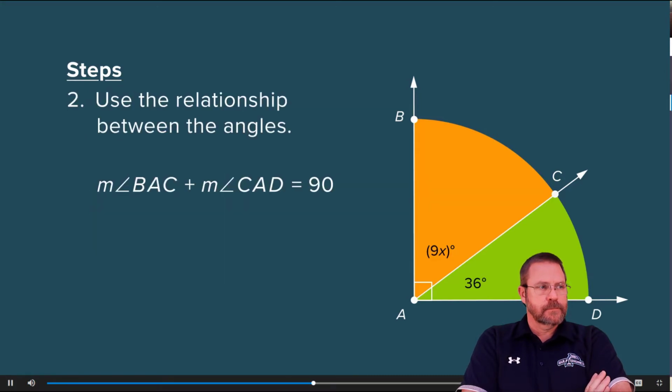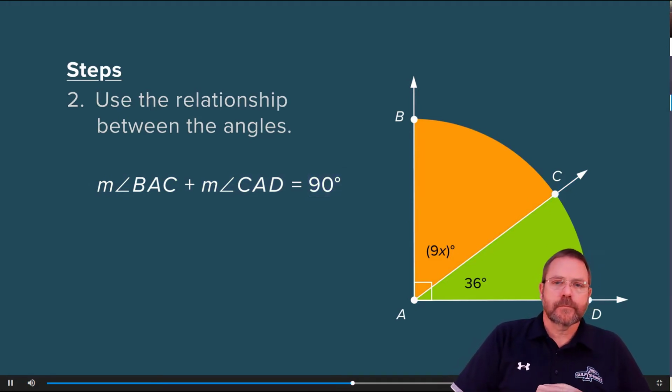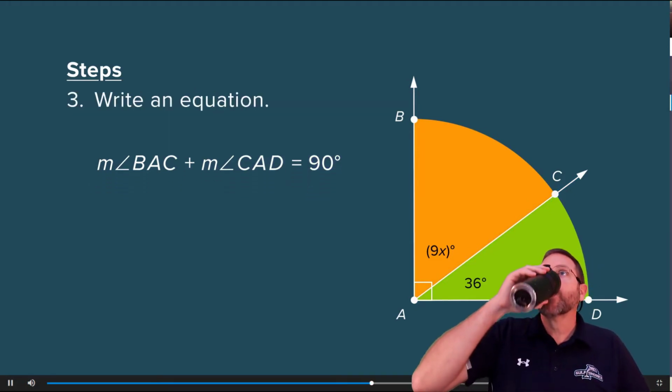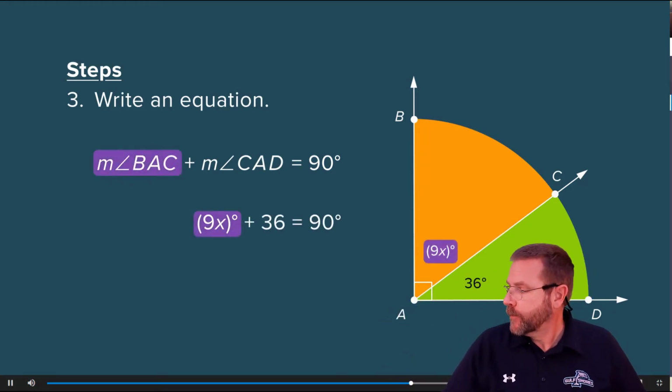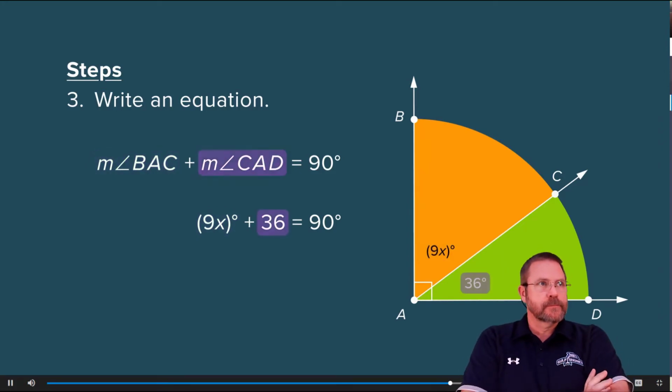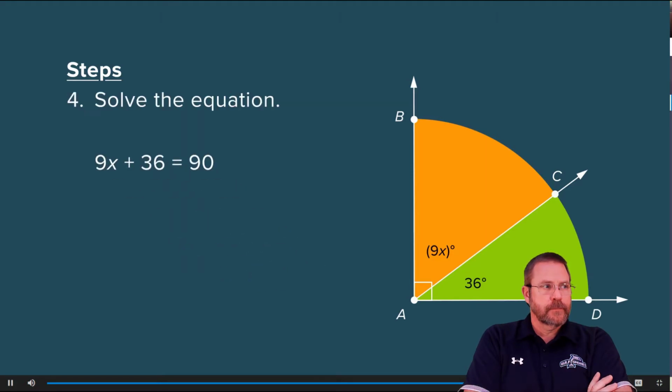Set the sum of the measures of the complementary angles equal to 90 degrees. Write an equation by substituting for each angle measure. The measure of angle BAC is given by the expression 9x. The measure of angle CAD is 36 degrees. The last step is to solve the equation to find the value of x. The value of x is 6.